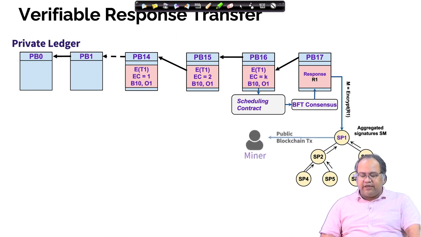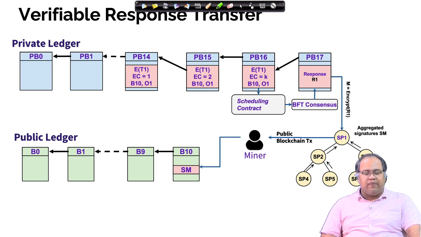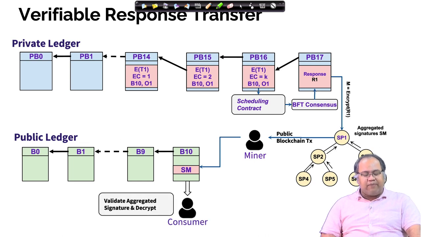Once we get the aggregated signature, that signed information is sent to the public blockchain. In the public blockchain, the miners will mine that information. While mining, they will verify the corresponding information, and after verification, that response is transferred back to the public ledger. Once the response is transferred back to the public ledger, a particular consumer can pick up the response from the public ledger and validate the aggregated signature, and if it is a confidential document, it can decrypt it to get the final outcome.